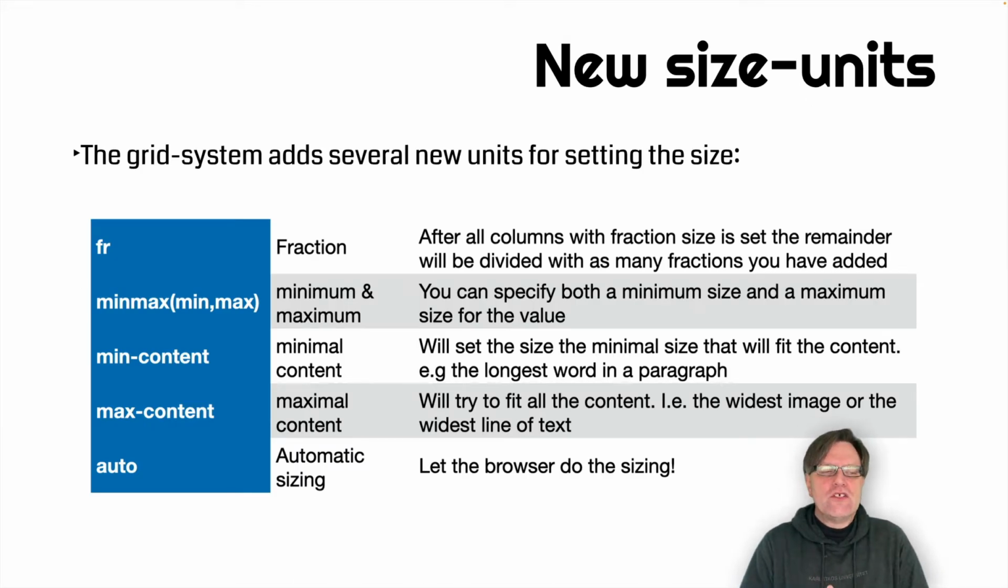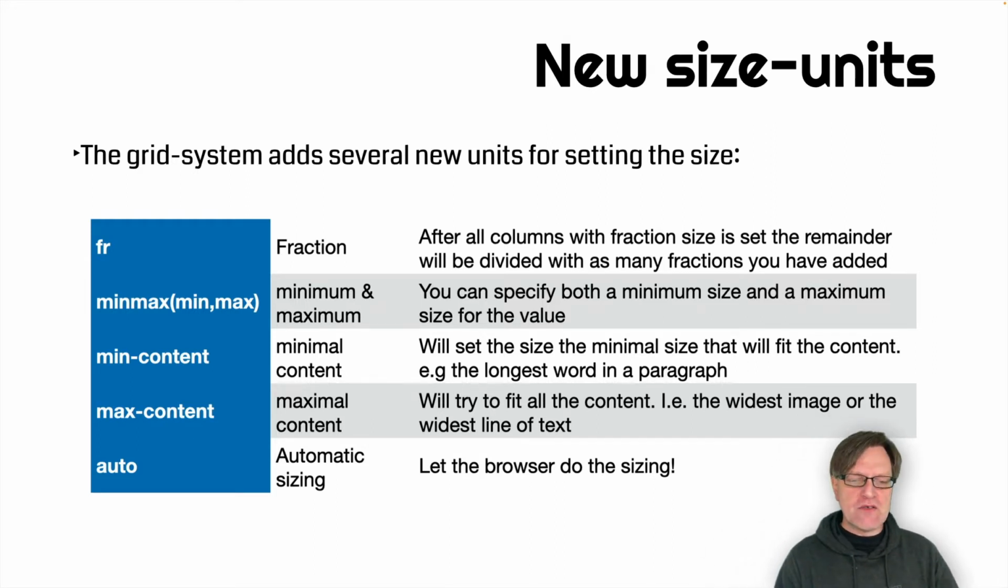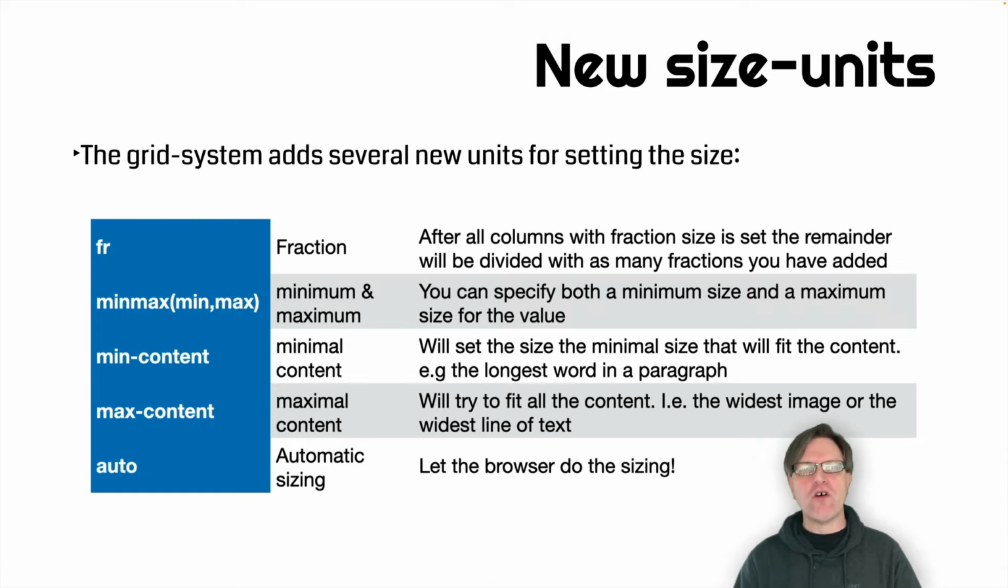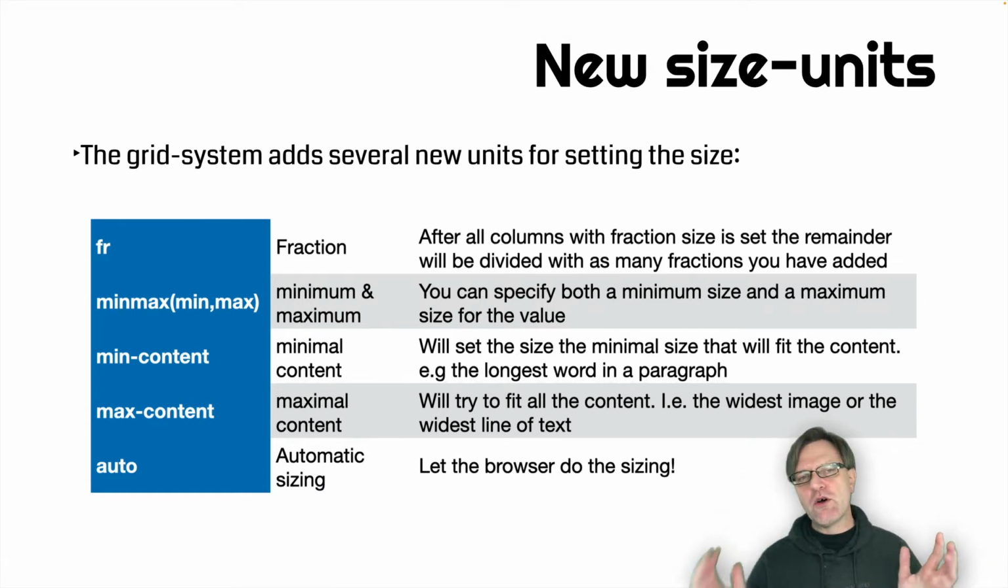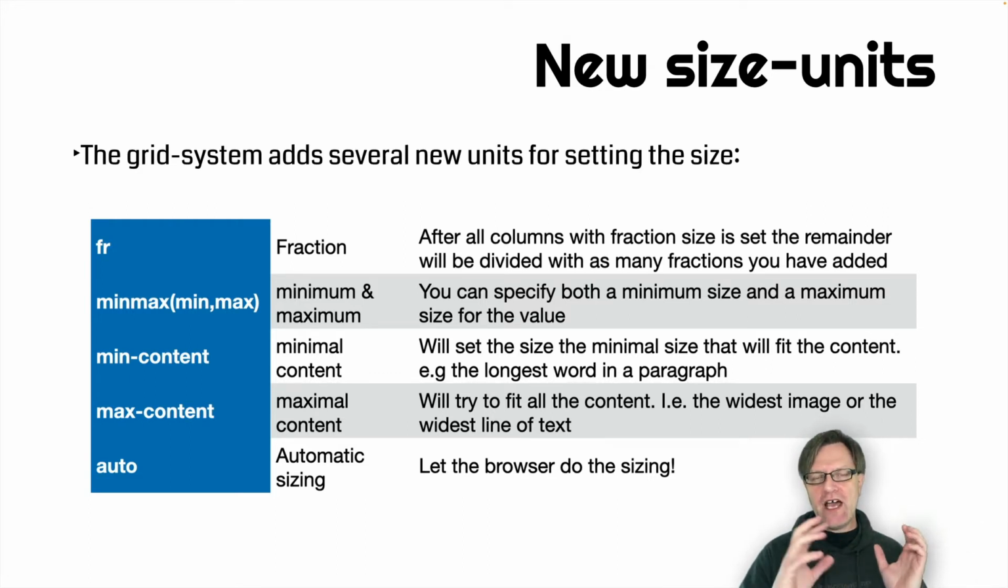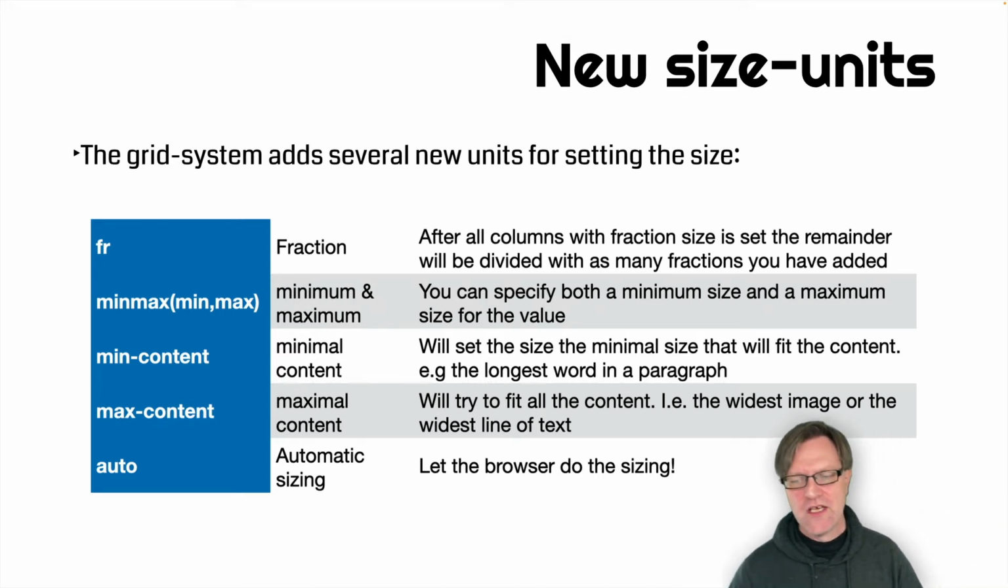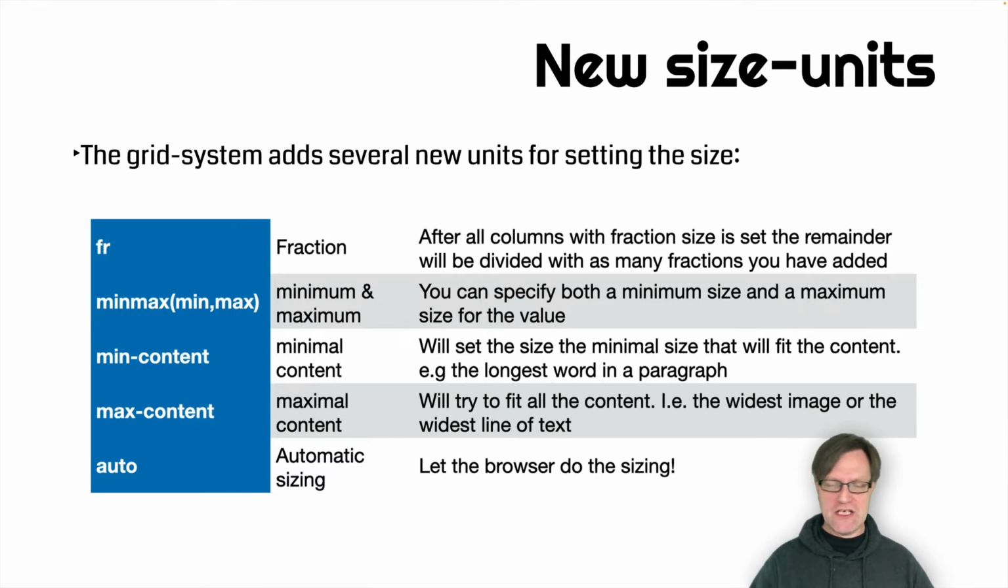When using the grid, you can also use some new size units. And the first one is called a fraction, and this one is really powerful, and it is actually what most people think that the flexbox flex colon is. Because when you set up fractions, it will first lay out all the fixed columns, and then it will divide the rest of the layout into as many fractions as you have, and then divide that up into the columns. So with this one, it is really simple to create a layout in the way you want.